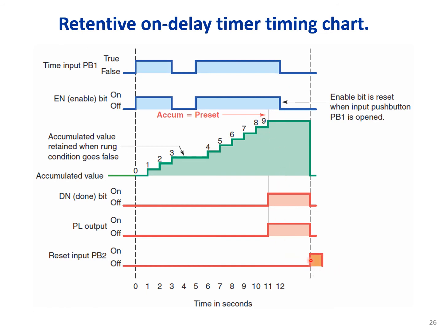Now I press the push button 2 to reset the accumulated time, to reset the down bit, and the pilot light also will go off here.